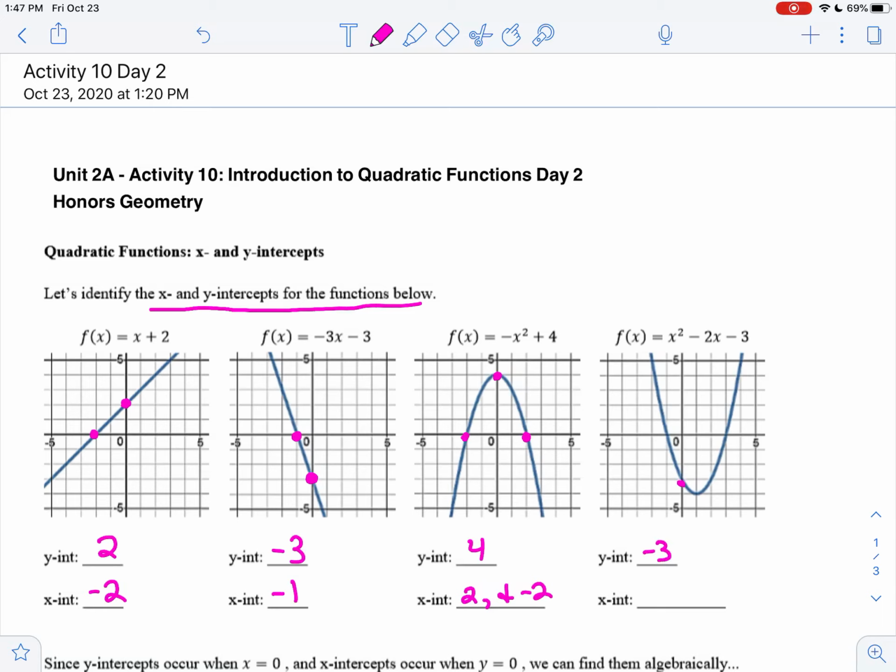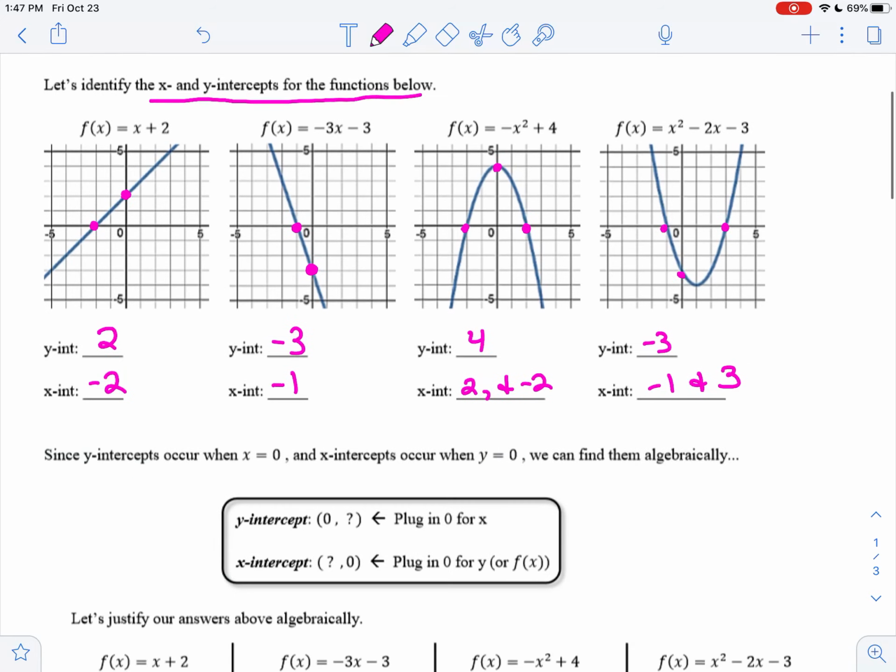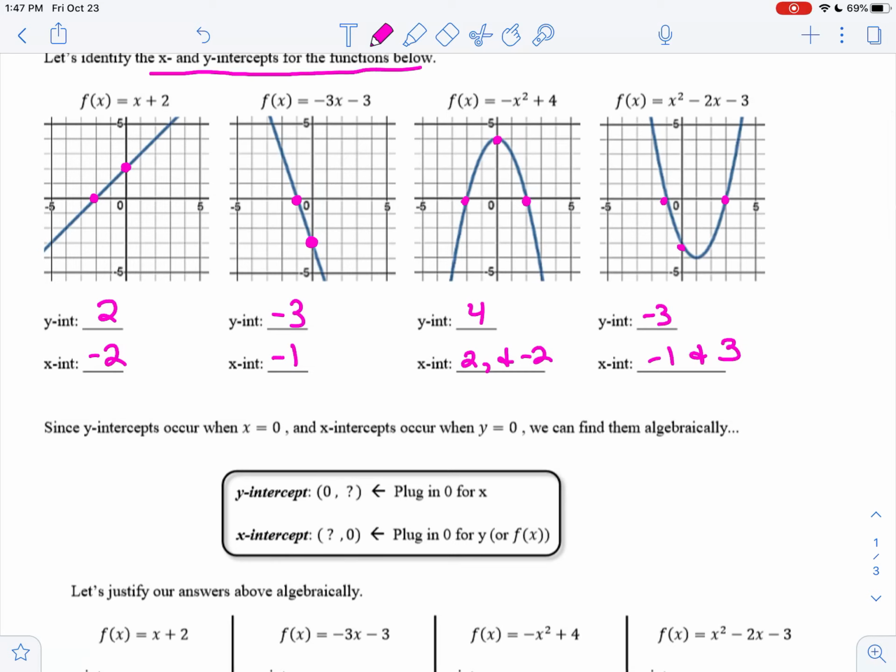Finally, in our fourth example, we have a y-intercept. Right here, it looks like it's at -3. Okay, again, notice we see that hanging off the end of the equation, very similar to our linear. It also has 2 x-intercepts. Okay, you might think all parabolas have 2 x-intercepts, but that's not actually true. We're going to think about how many intercepts a parabola could potentially have. So I see one at -1, and I see one at +3.